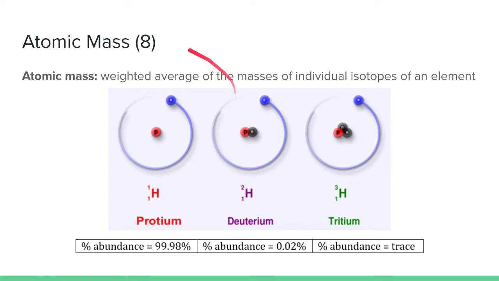Atomic mass is a weighted average of the masses of individual isotopes of an element. Every isotope has a percent abundance of how much is in the universe. In the case of hydrogen, almost all hydrogen atoms, 99.98% of hydrogen atoms, look like this. But a few hydrogen atoms that we might find, about 0.02%, might have a neutron. Tritium is extremely rare. It's only found really in stars or in our sun.